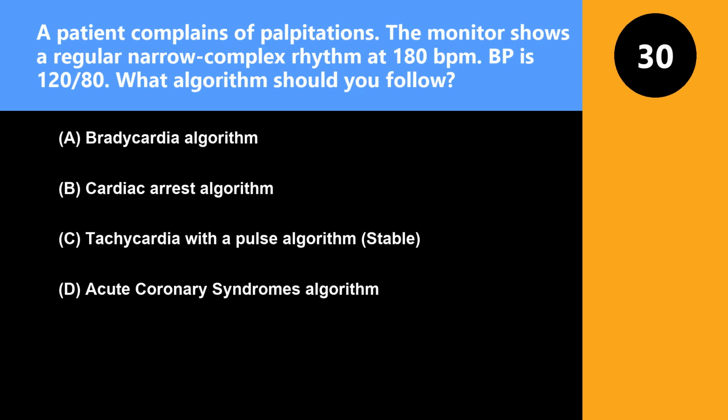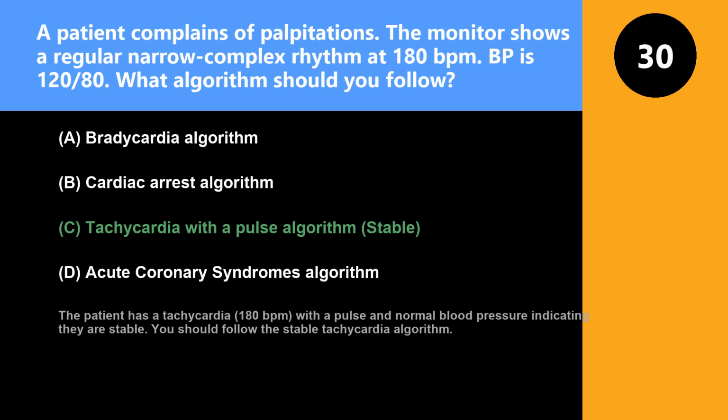Question 30. A patient complains of palpitations. The monitor shows a regular narrow complex rhythm at 180 bpm. BP is 120/80. What algorithm should you follow? Option A. Bradycardia algorithm. Option B. Cardiac arrest algorithm. Option C. Tachycardia with a pulse algorithm, stable. Option D. Acute coronary syndromes algorithm. The correct answer is option C. Tachycardia with a pulse algorithm, stable. The patient has a tachycardia, 180 bpm, with a pulse and normal blood pressure indicating they are stable. You should follow the stable tachycardia algorithm.